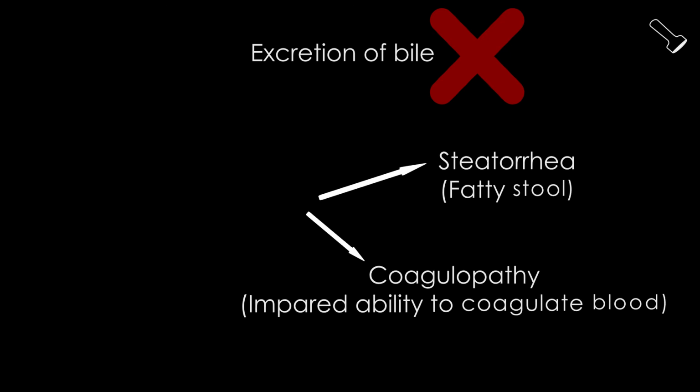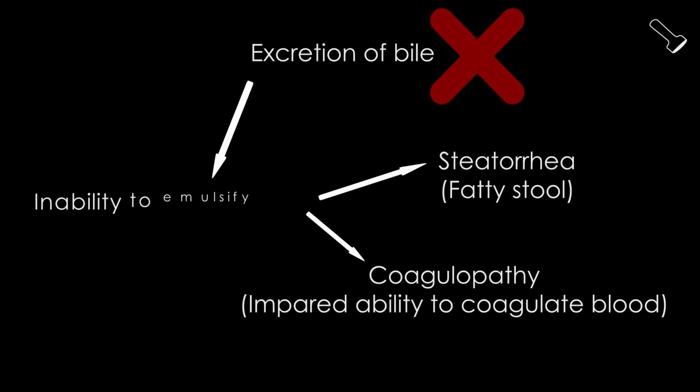While not specifically having a lab value, I thought you guys might find it interesting to know that if there is a dysfunction of excretion of bile, it could result in steatorrhea and coagulopathy. This is due to bile's function as an intestinal fat emulsifier, allowing for absorption of vitamins such as vitamin K, which is necessary for blood coagulation.